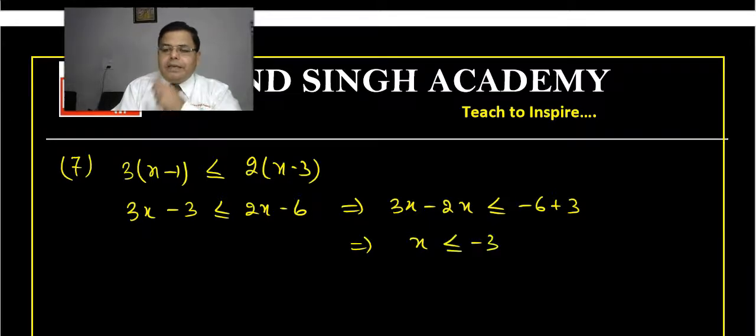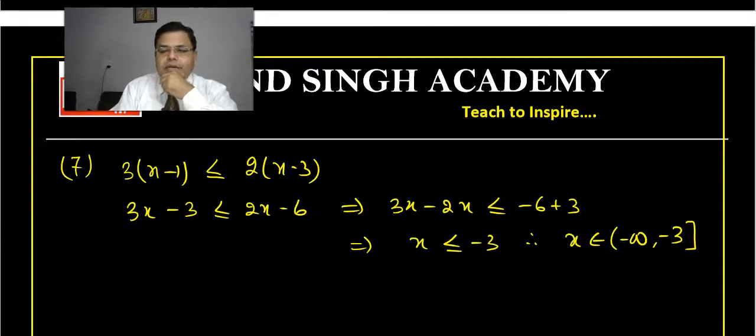Less than or equal to minus 3, and therefore the solution is x belongs to, we can say minus 3 is included, but infinity is never included. So the least value is minus infinity and the greatest value is minus 3. So we can write it as minus infinity to minus 3. That is a semi-closed interval. So I hope you got it.